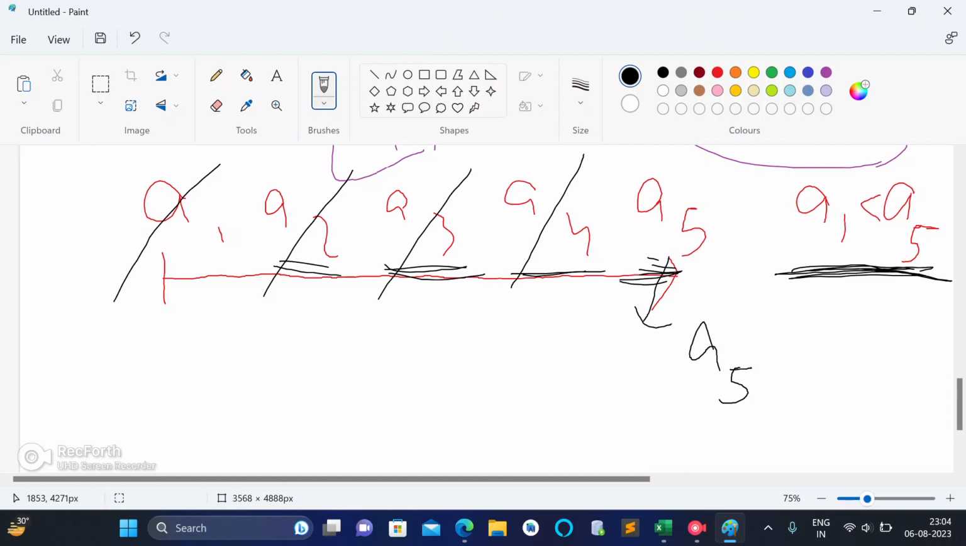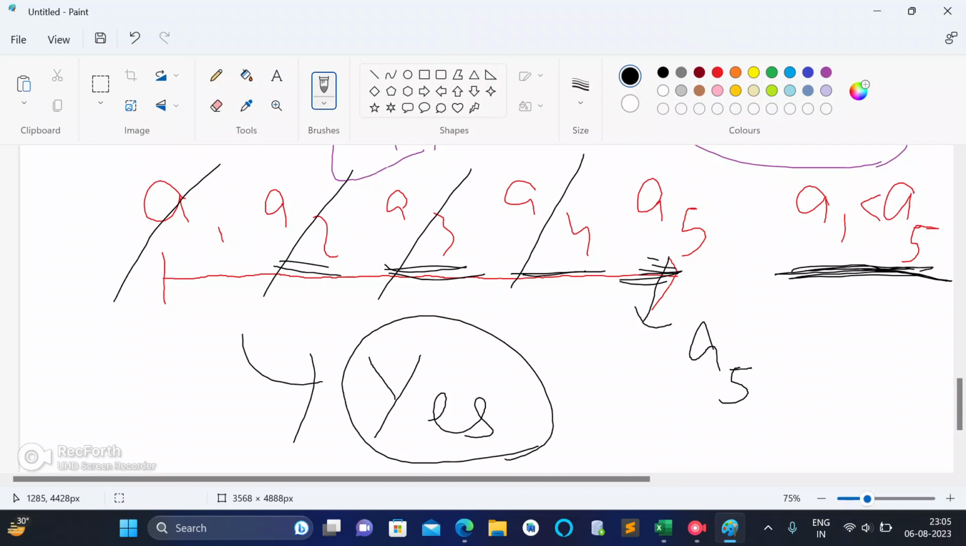So in any scenario like this, in which the first element is lesser than the last element, you will always find the answer to be yes only. So what we can say is, if the first element is lesser than the last element, then the answer would be definitely yes.